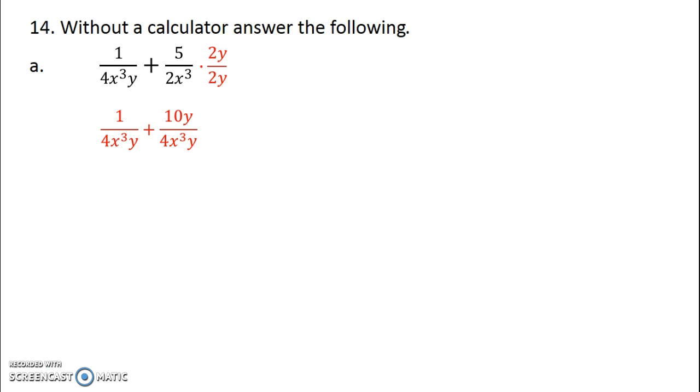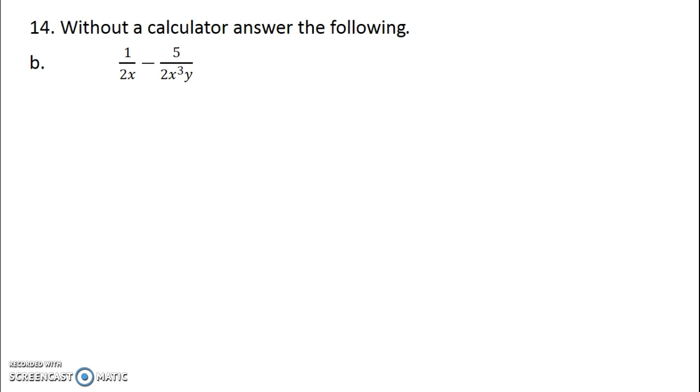When you have a common denominator, you'll keep its common denominator when you add. And when I look at the numerators, they are not like terms. You cannot make that an 11 or a 9 or anything with a y. They're separate. You can only write them next to each other, 1 plus 10y, all over the denominator of 4x cubed y.